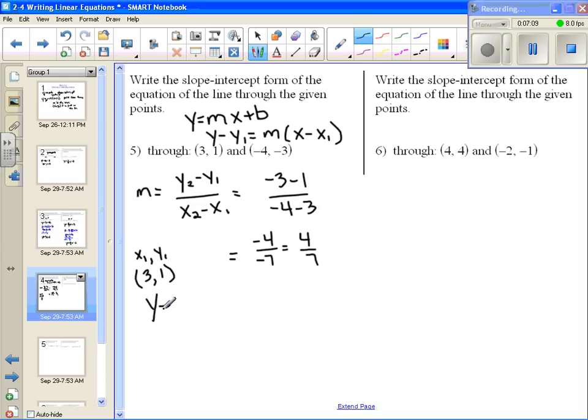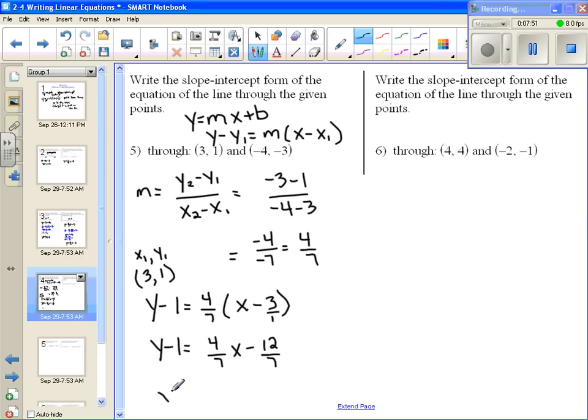So I'm going to have y minus y1, so that's y minus 1, equals 4/7 times x minus x1, which I'm using a 3. And now here's my equation of my line. Notice that I don't have to solve for b. I don't have to substitute anything else in. All I have to do is simplify this. So I'm going to distribute the 4/7, and it does make it a little harder since we have a fraction there. When you multiply 4/7 times 3, you might want to put a 3 over 1. You can multiply the numerators, so 4 times 3 is 12, so I get 12/7.